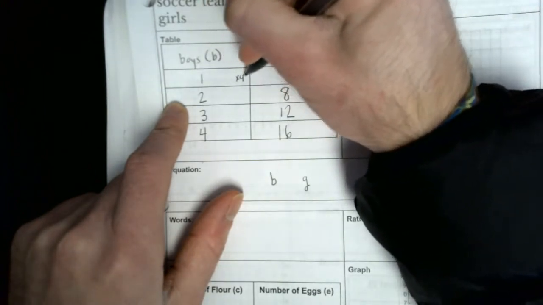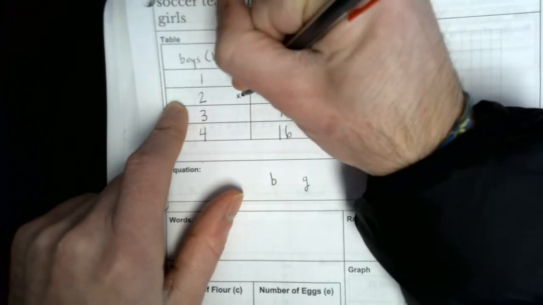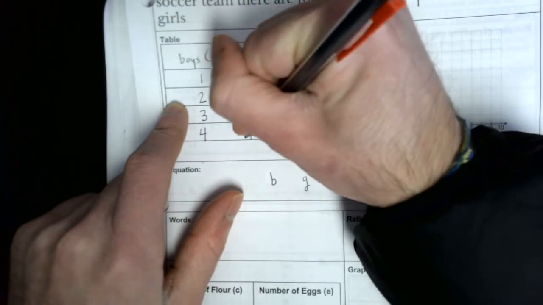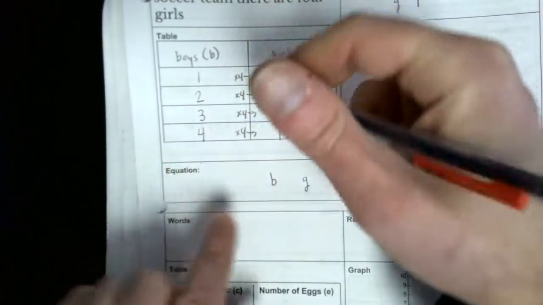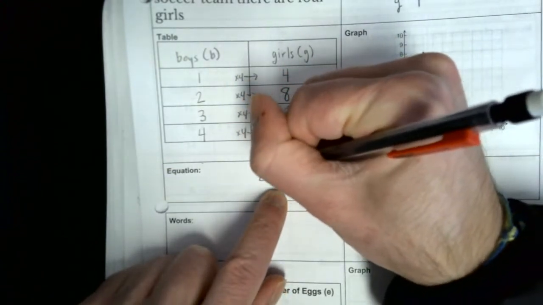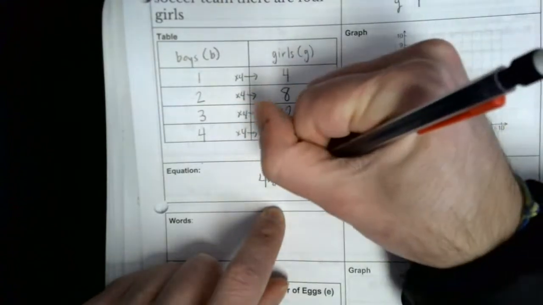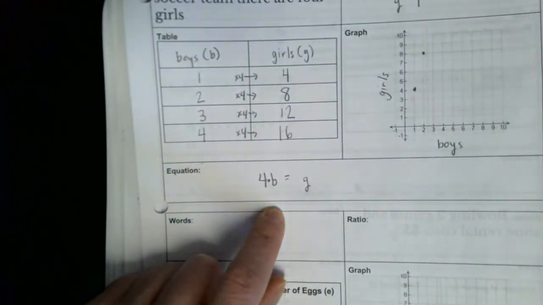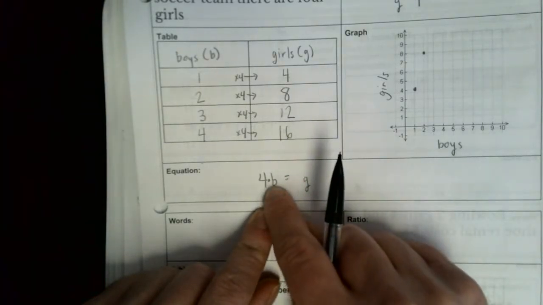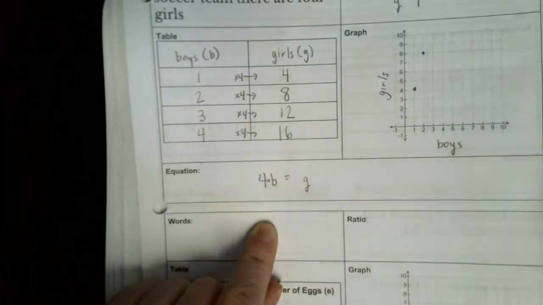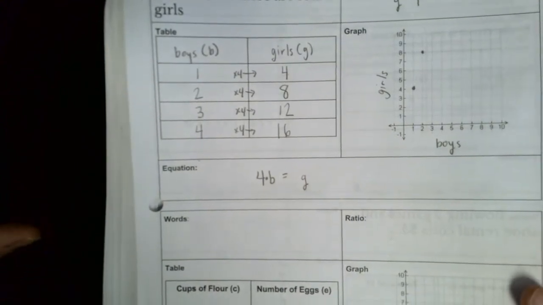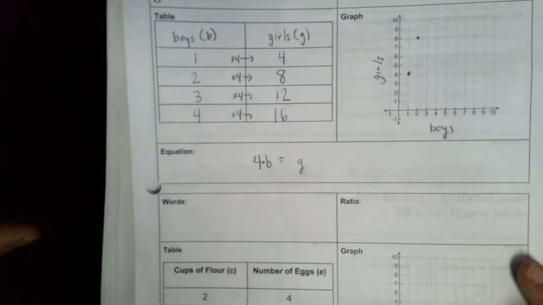So 1 times 4 will give you 4. 2 times 4 will give you 8. 3 times 4 will give you 12. 4 times 4 will give you 16. So if we take B, which is the number of boys, and multiply it by 4, it's going to equal the number of girls. So this equation shows the connection between the two amounts. The number of boys times 4 equals the number of girls. Again, this is just an example of a function, what a function might look like, a connection or relationship between two amounts.